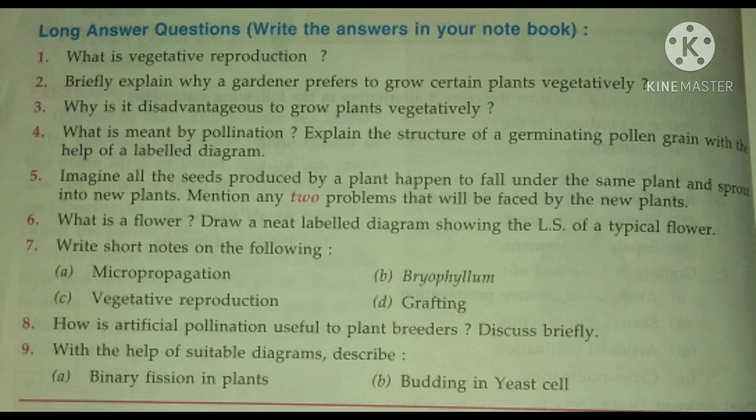New plants can be produced by certain parts of a plant such as the leaf, stem and root. It is called vegetative reproduction. I think many of the students have written the next answer, that is, these vegetative parts of a plant that are capable of giving rise to new plants are called propagules, and this process is known as vegetative propagation.